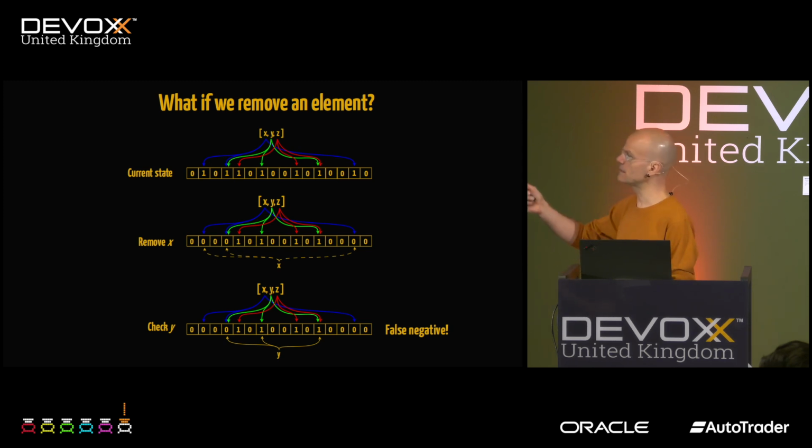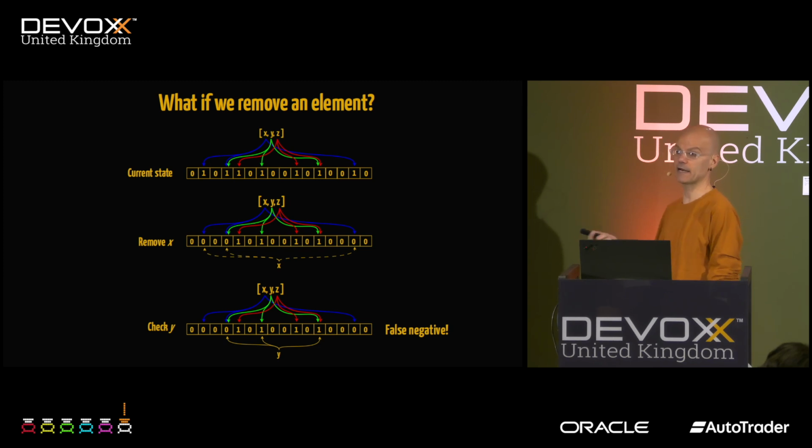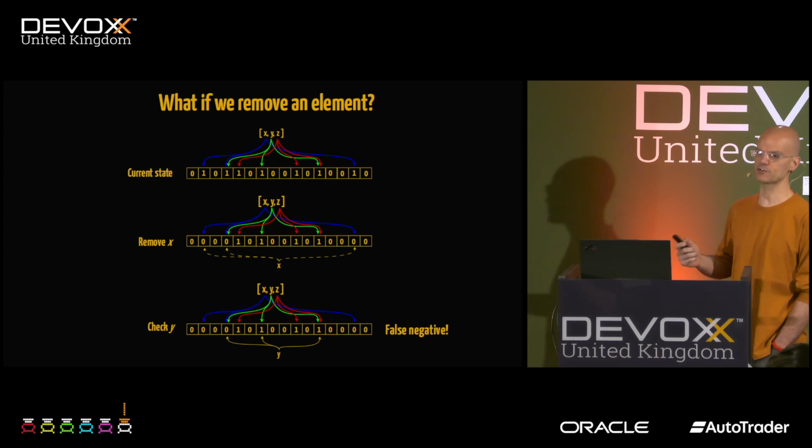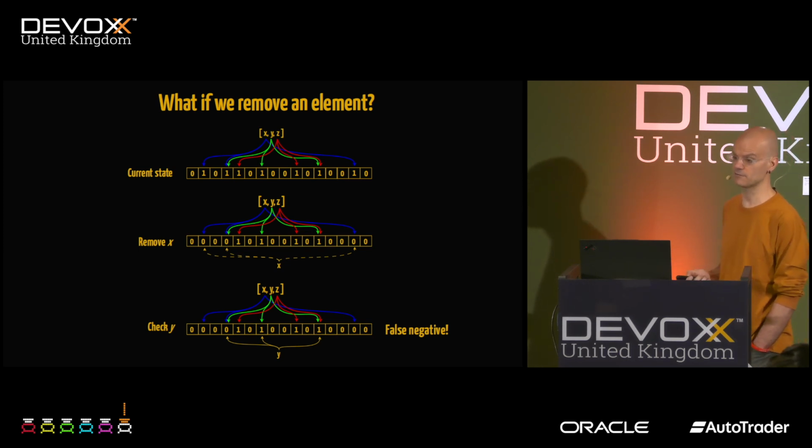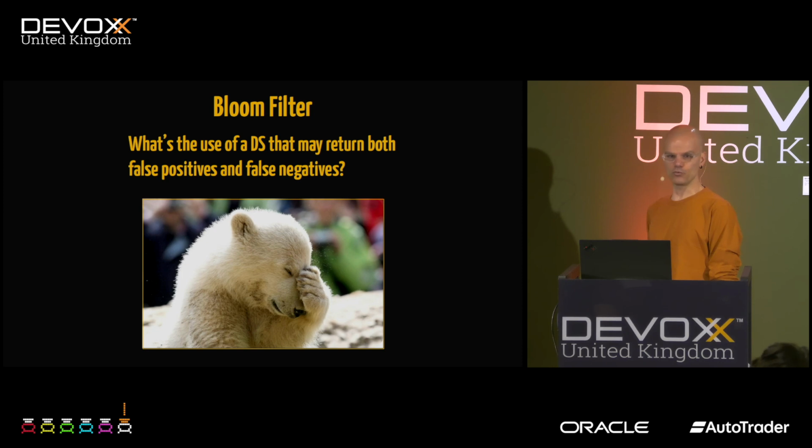In this case, we remove X, and then we check Y, and one of the bits removed by X was also used by Y. And so if we're going to check Y afterwards, it's going to say that it's not present, but actually Y is present. So not only do we have a false positive, but you also have a false negative. And do we really need a data structure that may give us false positives and false negatives? Of course not, because then we don't know what to do with that.